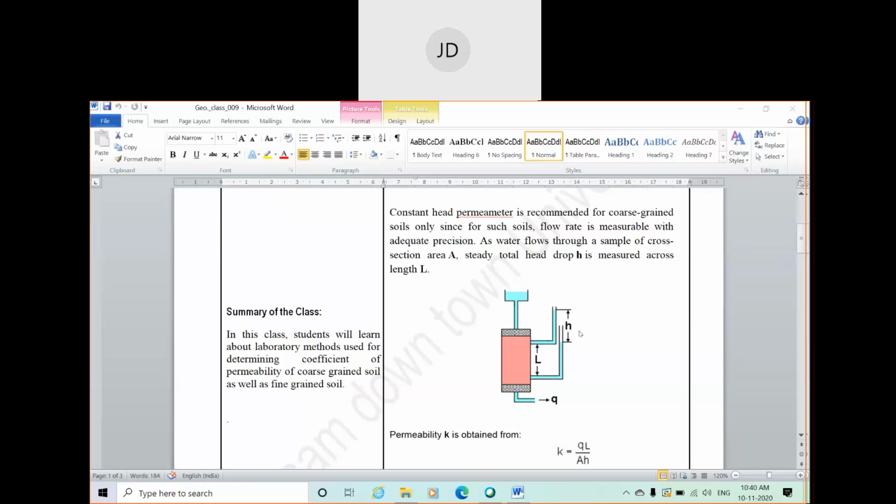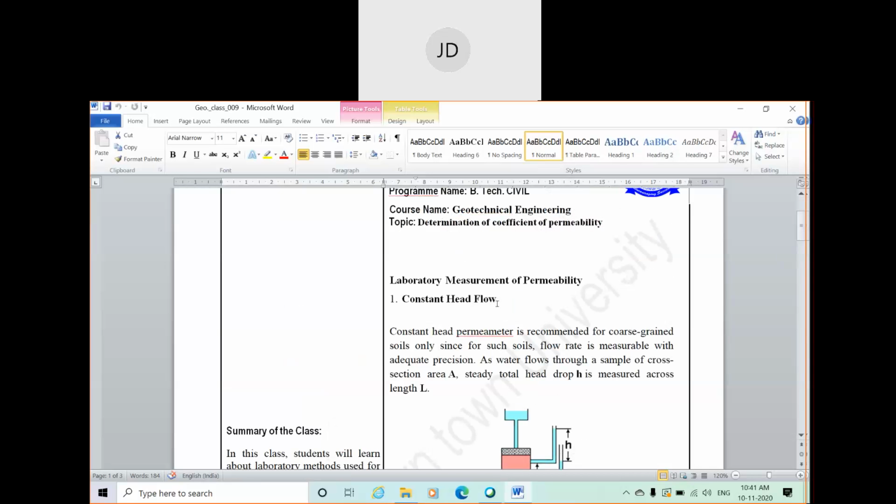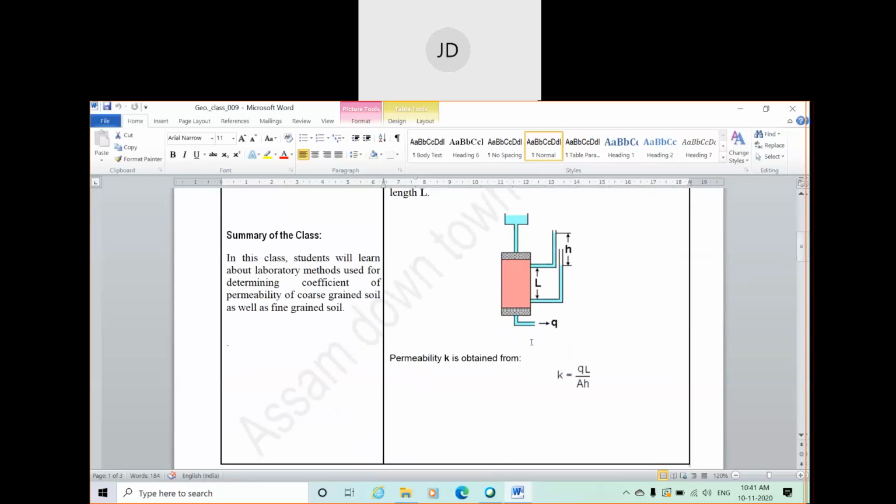That's why this h, what is h? It is the hydraulic head, or the head difference between top and bottom. Here you can see the piezometer is fitted to help you understand the difference in head. Since this is a continuous flow and the water level in the overhead tank always remains constant, the head difference between top and bottom will always remain constant. This h will remain constant throughout the test. That's why it is known as the constant head flow test or constant head permeability test.